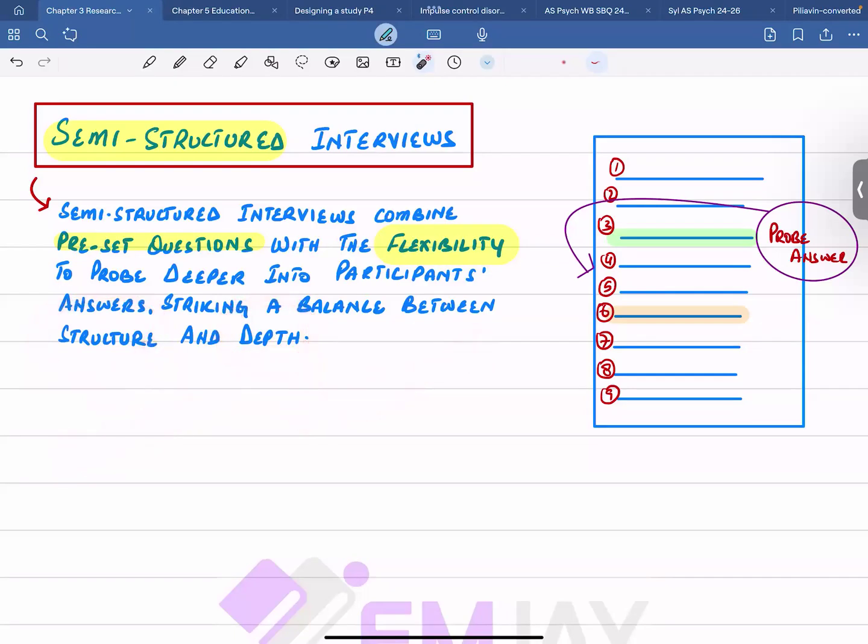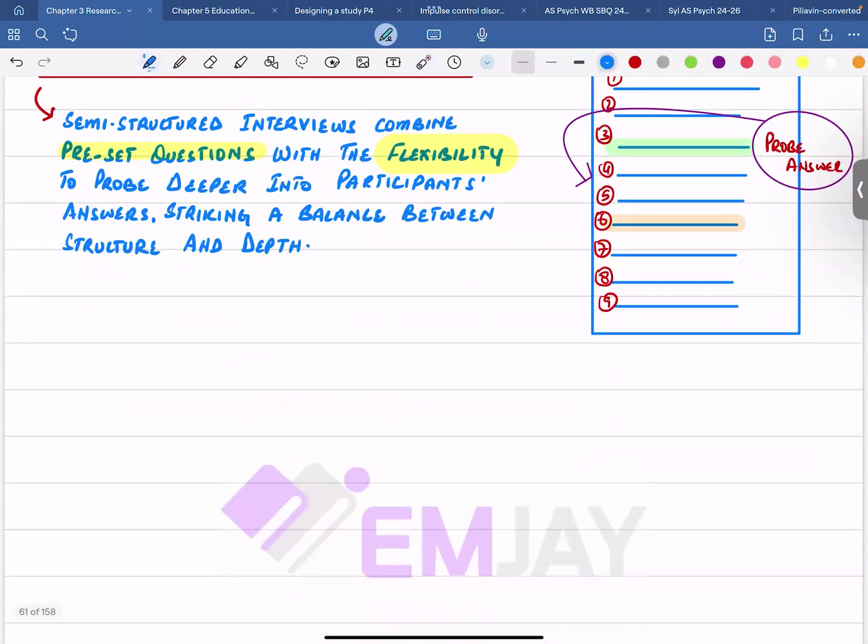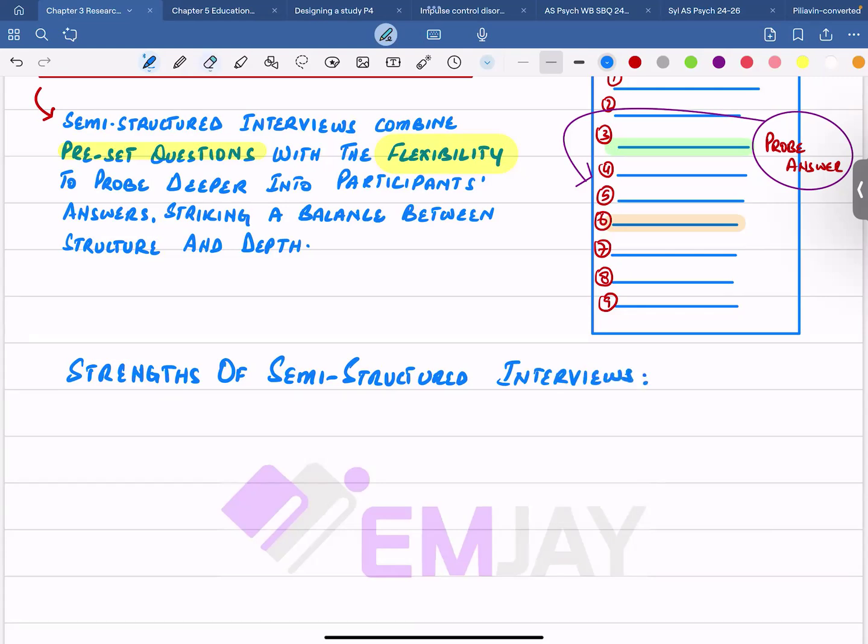Now, semi-structured interviews have their own strengths and limitations both. To begin with, the strengths of semi-structured interviews. Or if you want to save yourself some time, you might as well just put the heading strengths and continue.